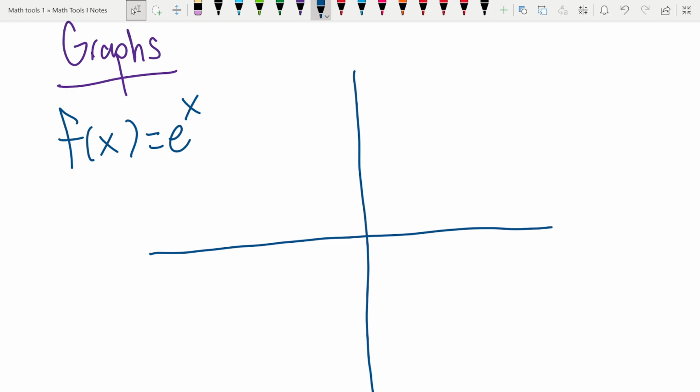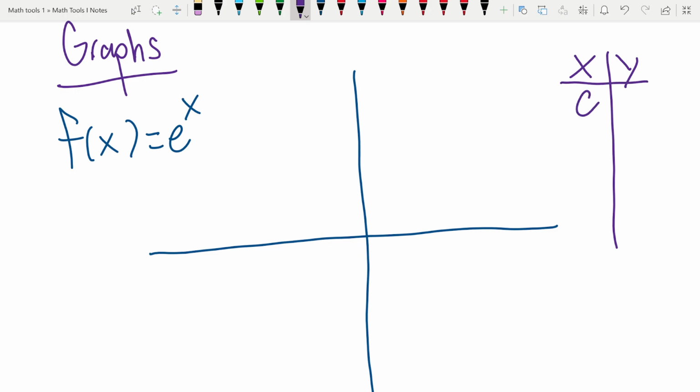But it's important to note that no matter what the base is of the exponential function, as long as it's not 1 or 0 or something weird like that, they're all going to have the same general shape. Okay. So we'll just pick some points here and we'll see what this would be.